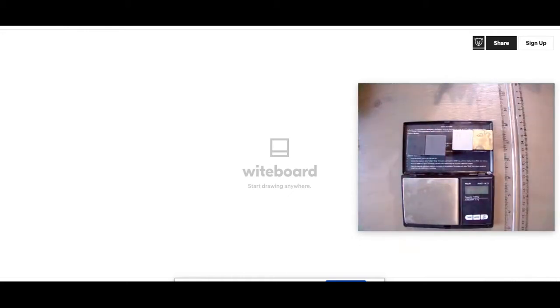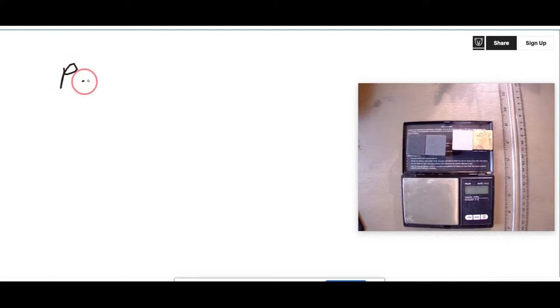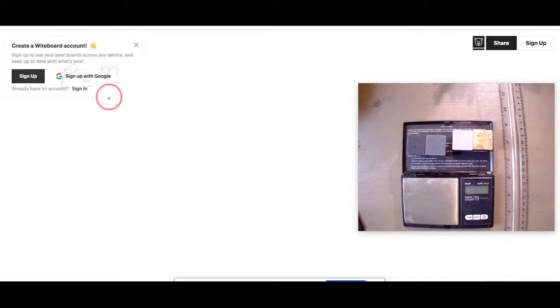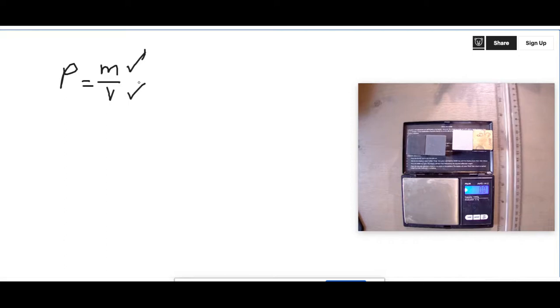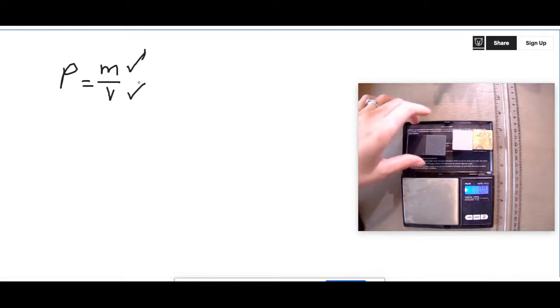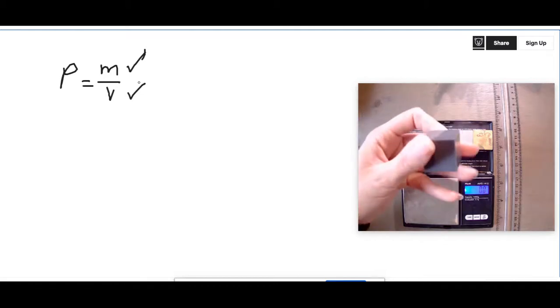Before we get started, I'll remind you on the screen, we know that our density formula is density equals mass divided by volume. So in order to calculate the density of our cubes, we need to know their mass and we need to know their volume. Luckily, I have right here our digital scale, which can be used to measure mass. I also have a ruler, which I can use, since these are perfect cubes, to measure the volume of the cubes.